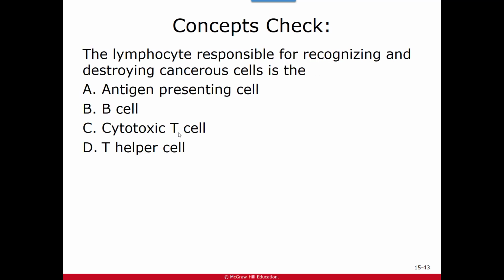My little concept check halfway through. The lymphocyte, the white blood cell responsible for recognizing and destroying cancerous cells, is the cytotoxic cell. The natural killer is usually the first one that shows up for cancer, but the cytotoxic cell can start to recognize very unique cancer cells.